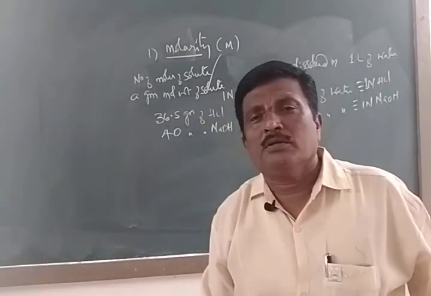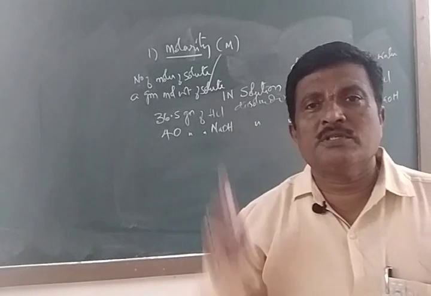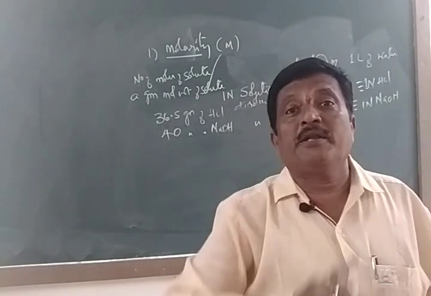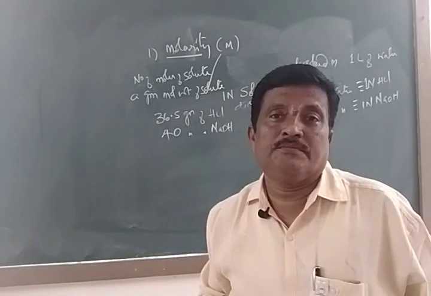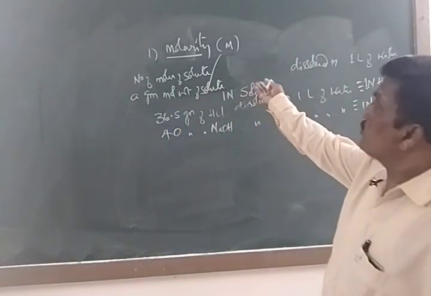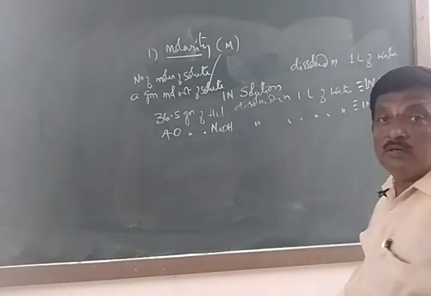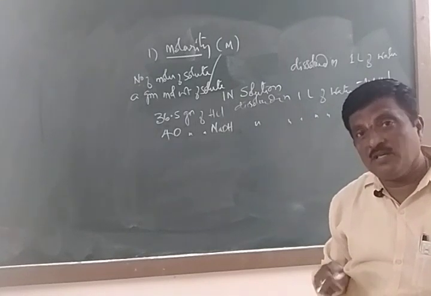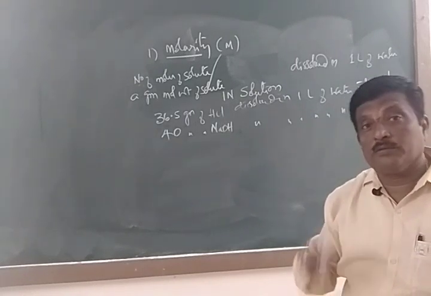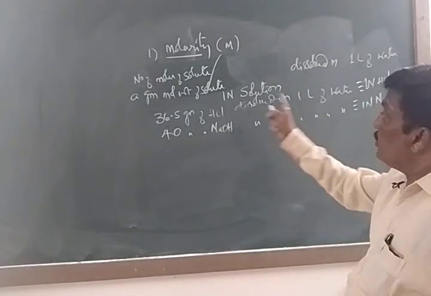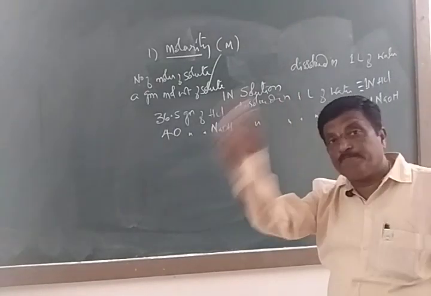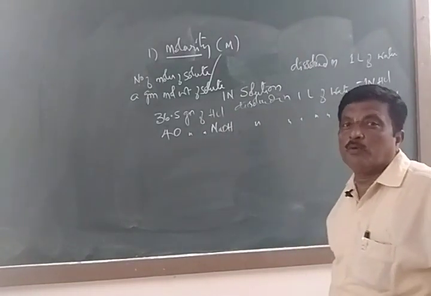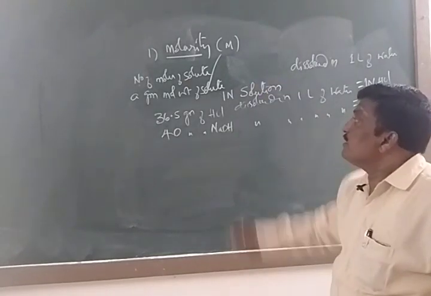Most of the time they ask this question and this definition for 1 mark. What is the molarity of a solution? Define molarity. Define molarity of a solution. Very simple. Number of moles of a solute or a gram molecular weight of a solute dissolved in 1 liter of water or 1 liter of solvent. Is it clear? Or number of moles of a solute or a gram molecular weight of a solute present in 1 liter of solution. That is called molarity. It is denoted by the capital letter M.